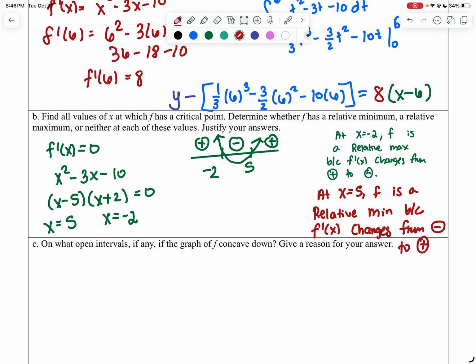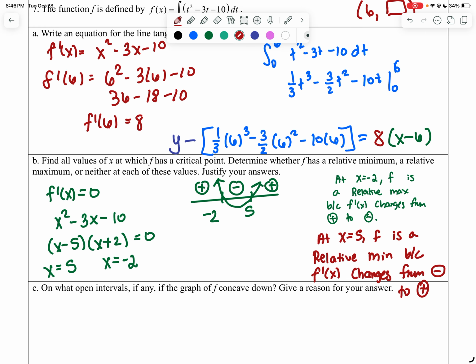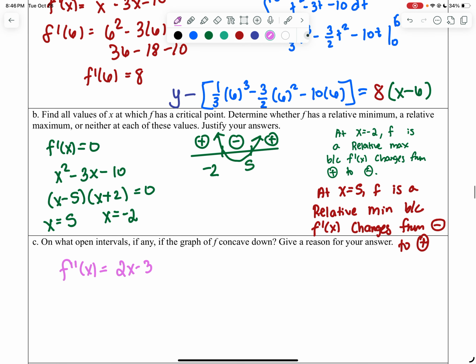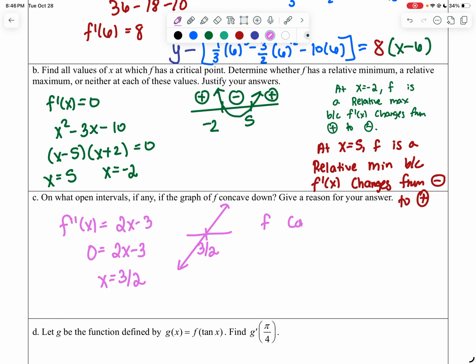All right, C is asking us when the graph is concave down. That's even better because our first derivative is just a quadratic, a parabola, which means it's going to get even easier because our second derivative is just going to be 2x minus 3. Set that thing equal to 0. x is going to be equal to 3 over 2. Because this is a linear function, you're just going to draw your linear function right here. And then we are going to see that f concaves down from negative infinity to 3 over 2 because f double prime of x is less than 0.